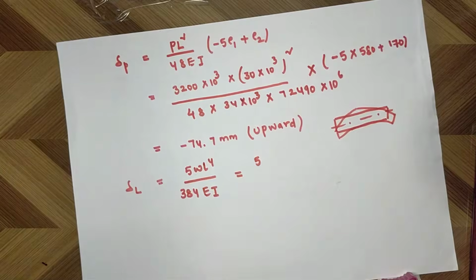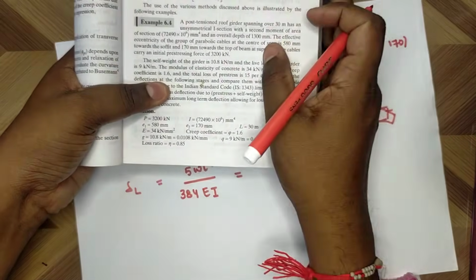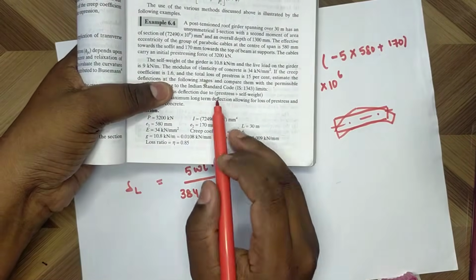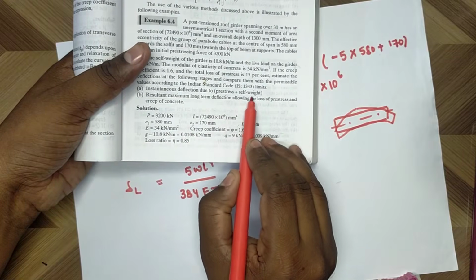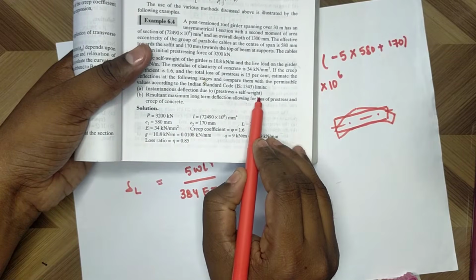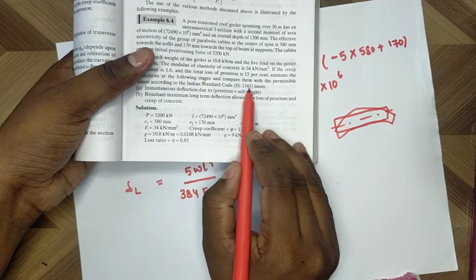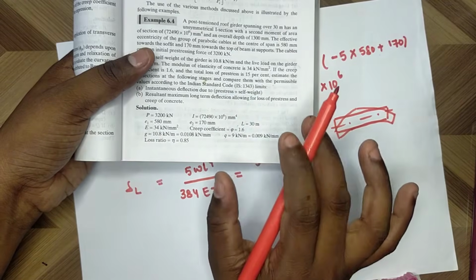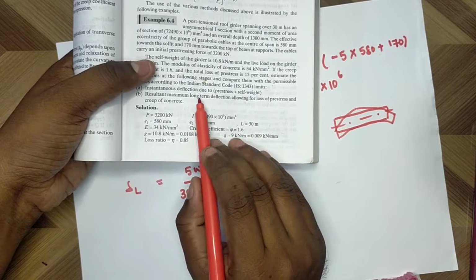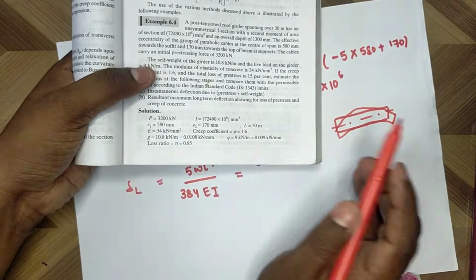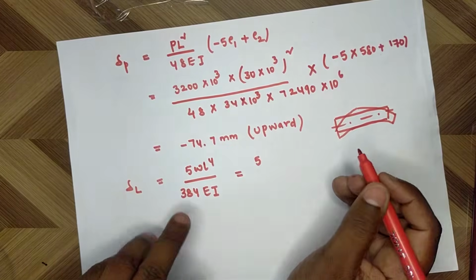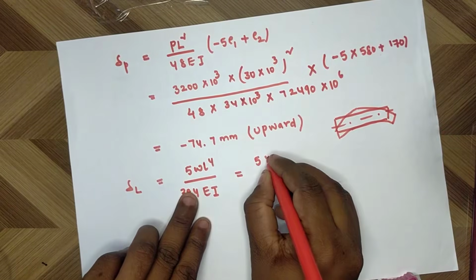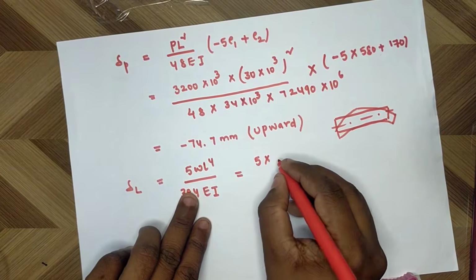In the question they asked only instantaneous deflection due to prestressing force plus self weight, right? That's why I'm taking only self weight. I'm not taking a live load there. Why? Because in the question it is clearly mentioned that only self weight. 5 into, what is the self weight given? 10.8.